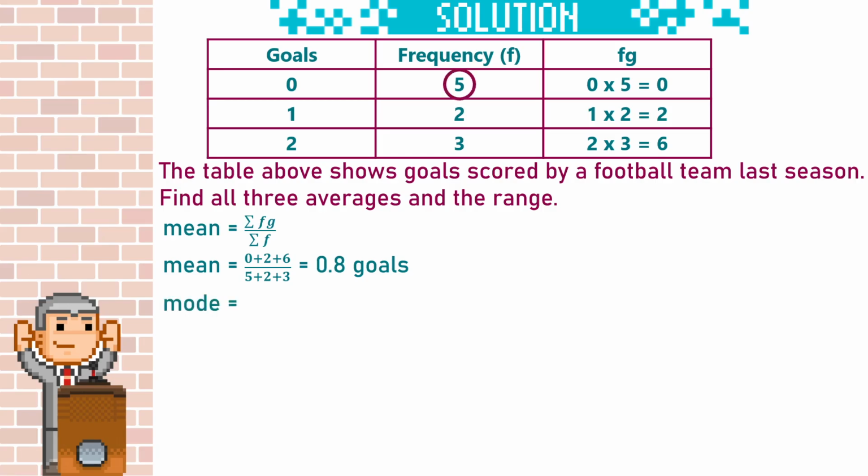Our highest frequency is 5. This tells us that there were 5 matches with no goals scored, so our mode will be 0. To find the median, we can list out our data and find the middle value. There is a 0 and a 1 in the middle, so the median will be 0 plus 1 divided by 2, which will be 0.5.